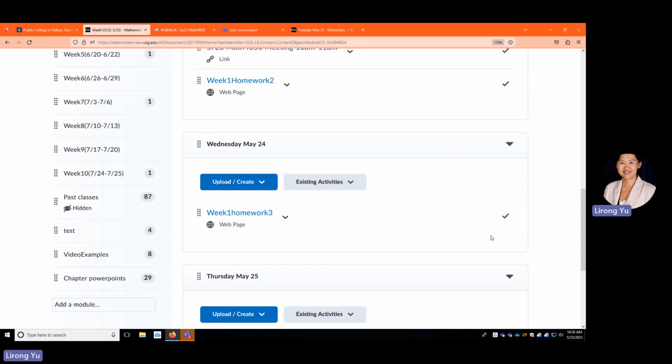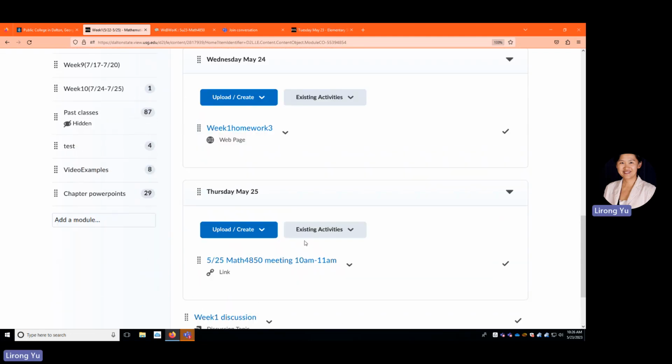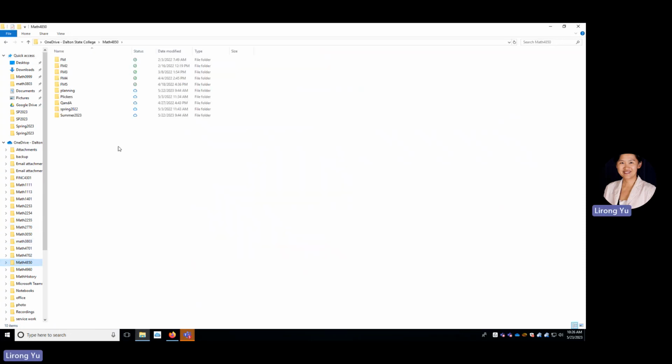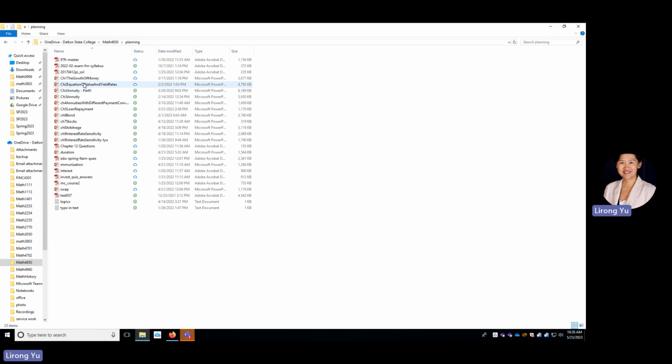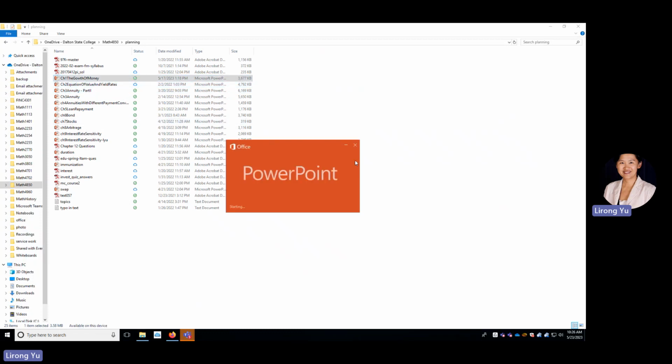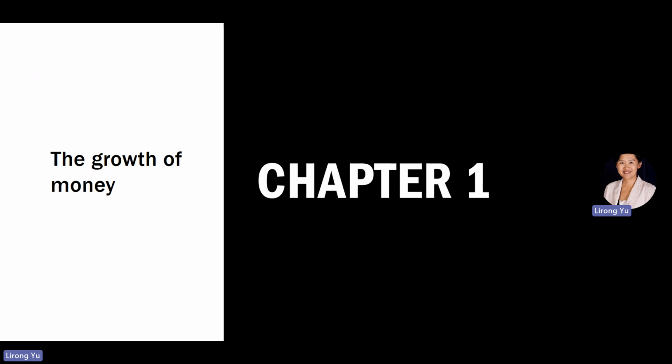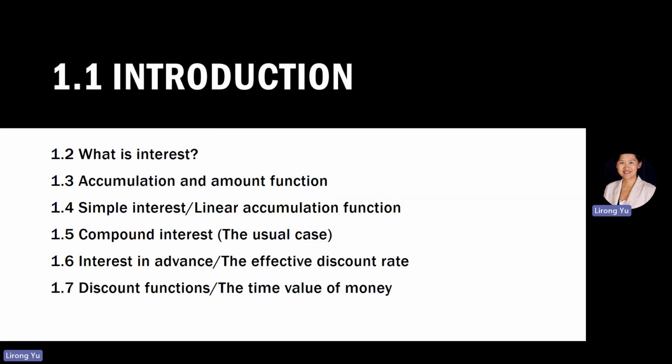Okay, so today let me try to introduce what we're talking about, and we can use chapter 1. Basically, in the first week we are going to go over chapter 1 of the text. Chapter 1 is the growth of money. Overall there are roughly 15 sections, but the first few sections are laid out like this.